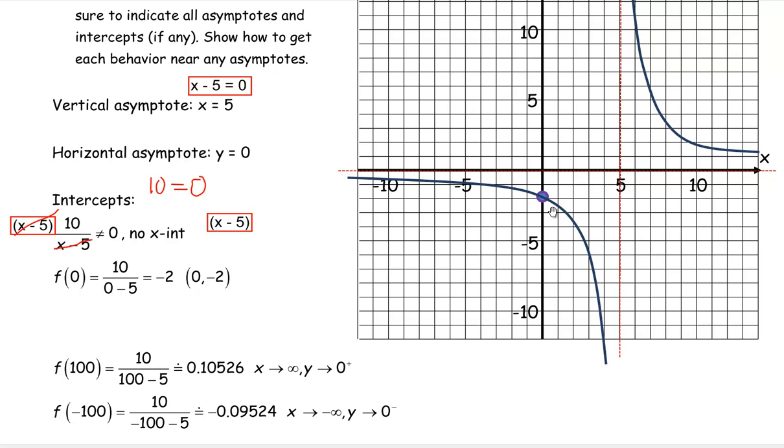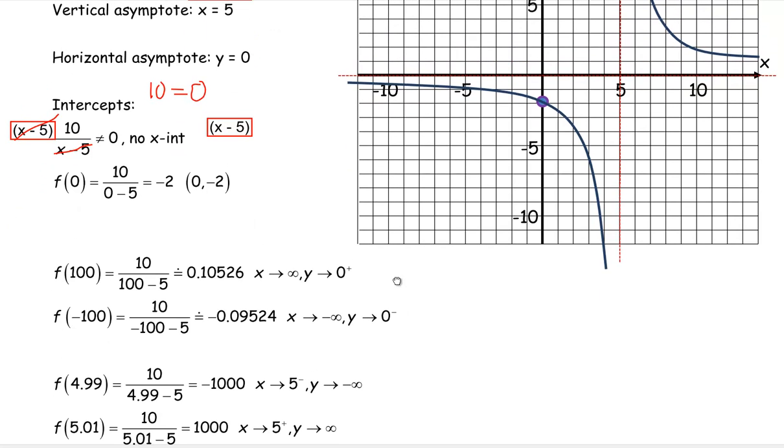Now the only other thing to talk about is what the end behavior is around the vertical asymptote. Remember, that was x equals 5. So 4.99 is a little bit to the left of 5, so I put a number like that in, and also a number a little bit above 5. Okay, left of 5, right of 5, but really close. So if I put 4.99 in place of x here, it works out to a function value of negative 1,000.